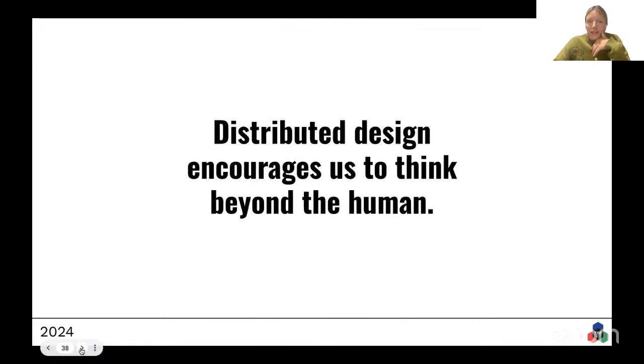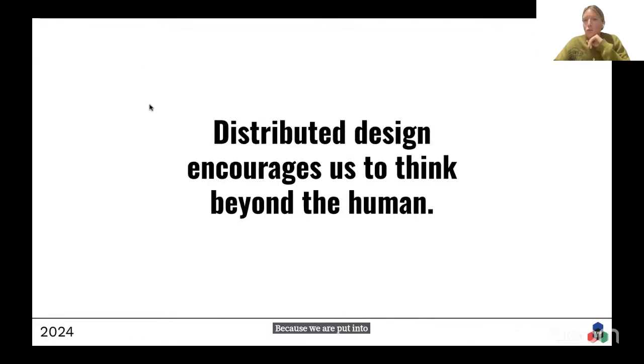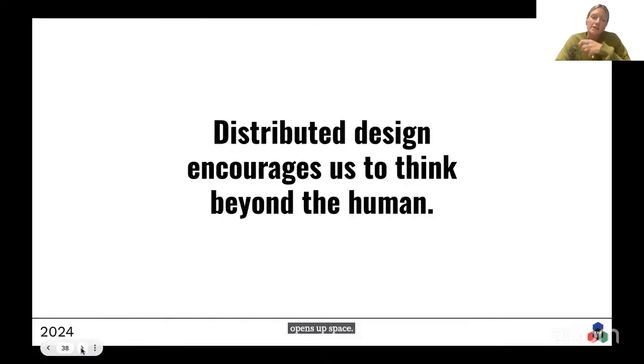Distributed design can, and I would suggest it encourages us to think beyond the human, because we are put into a context whereby suddenly power, agency, access, all of these things become far less formalized than they have been. And that informality gives a fragility to the systems that we've been participating in. And that fragility opens up space for various different ways of thinking as designers.